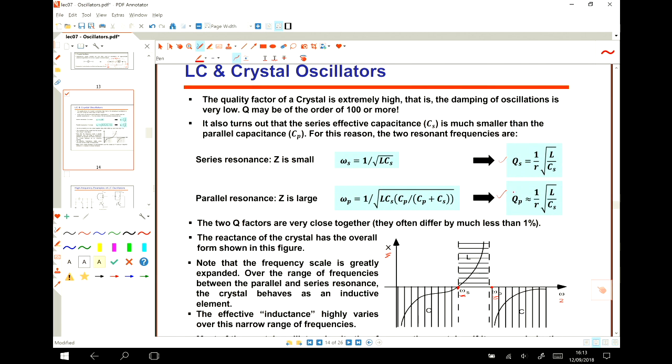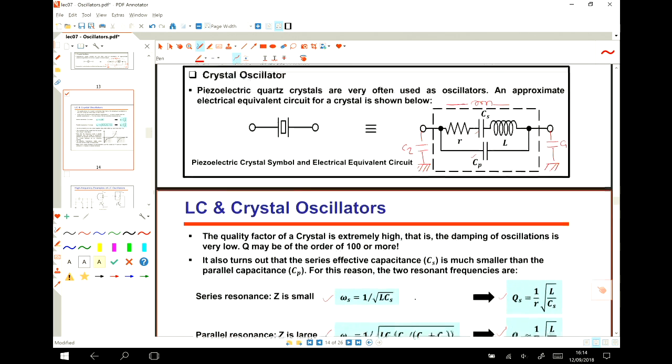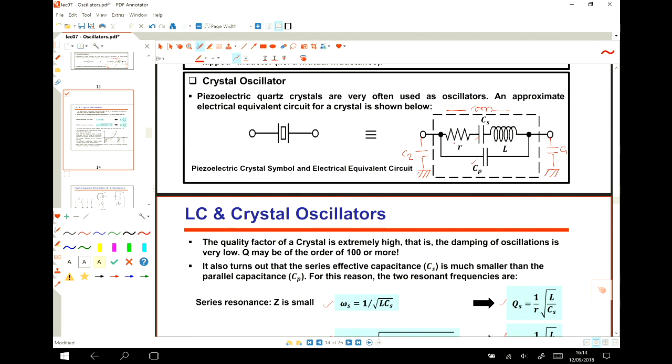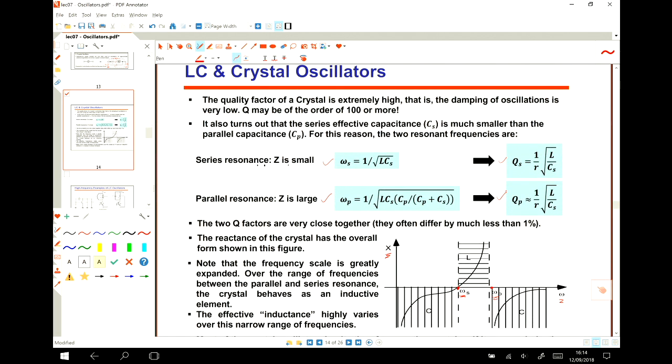This is the question for the exercise. I will solve this, how we are reaching these two. And then how we find omega S and omega P. So first we need to write down Z for the crystal oscillator, and then based on our assumptions, okay, in one case we take CS negligible and in the other case CP negligible, and then try to find these two resonance frequencies.